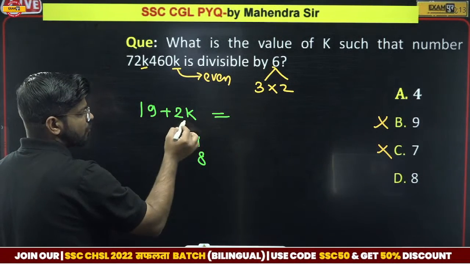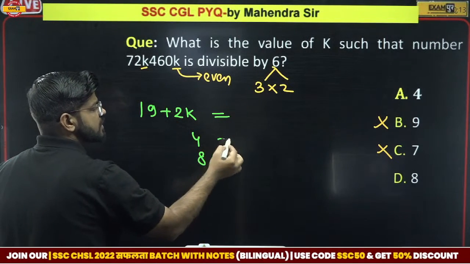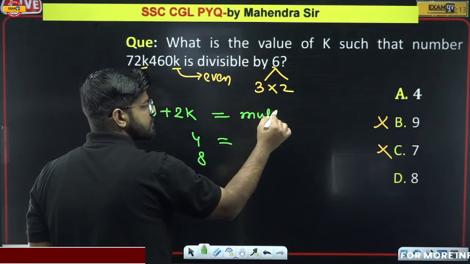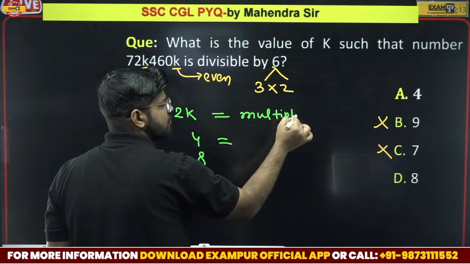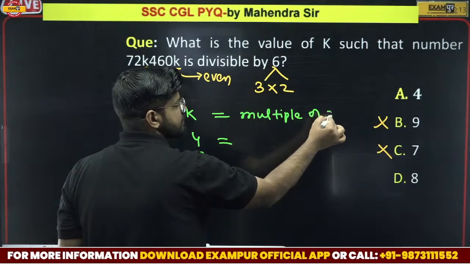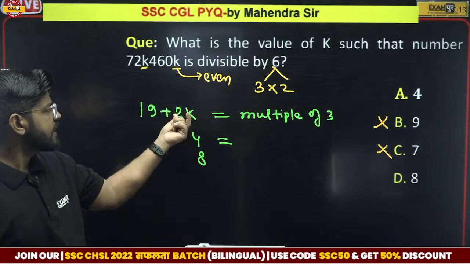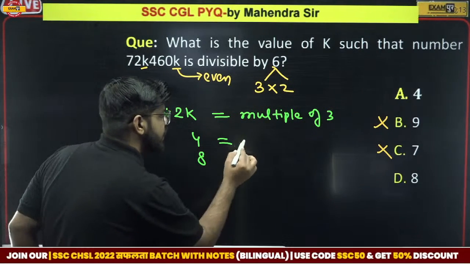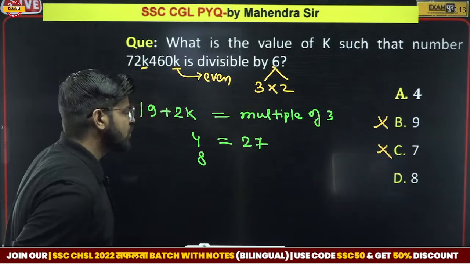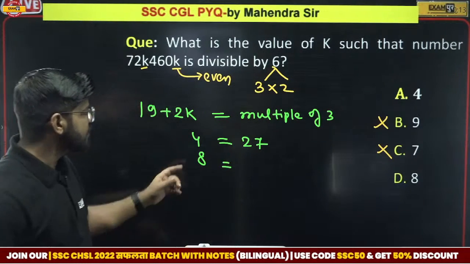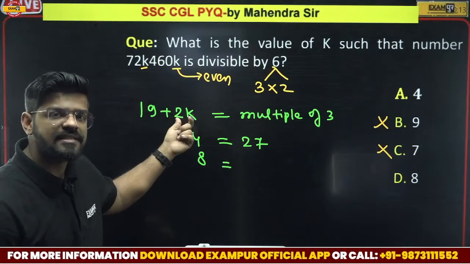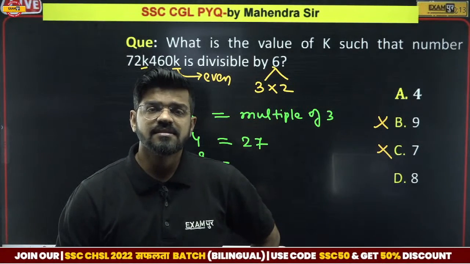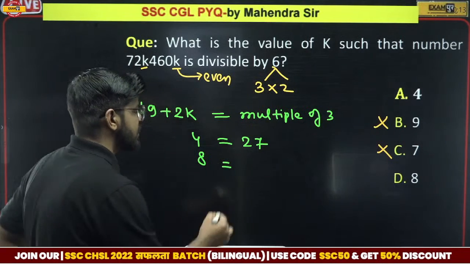If we put 4, what will we get here? It should be a multiple of 3. If we put 4, we will get 8, and 8 and 19 will be 27. And when we put 8, we will get 16, and 16 and 19 will be 35.